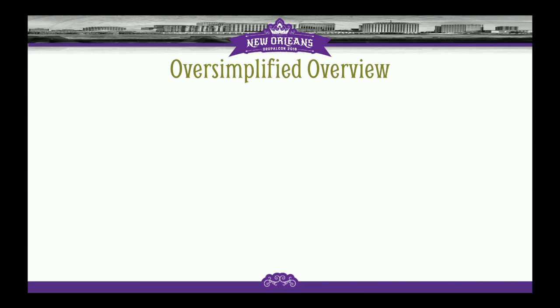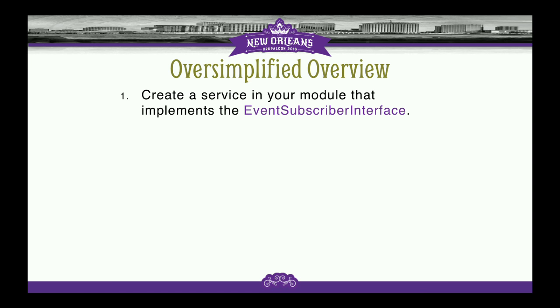So here's an oversimplified overview on how to use the event dispatcher. You create a service in your module that implements the event subscriber interface. All the Drupal docs have this. It's nothing super, super surprising. But the event subscriber interface basically is just one method, getSubscribedEvents, and you return an array.